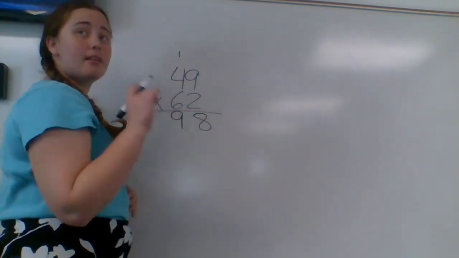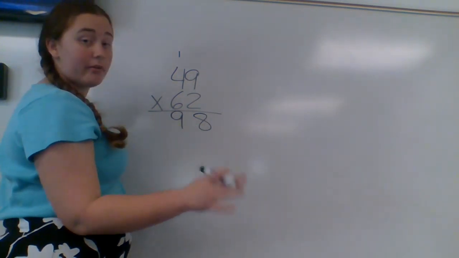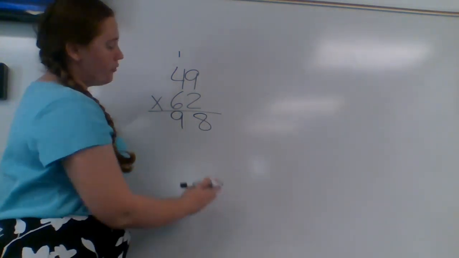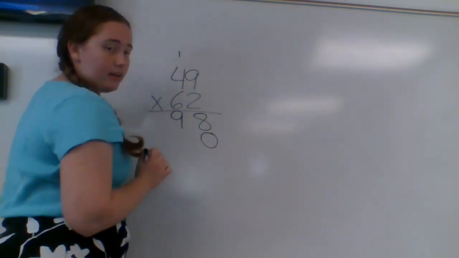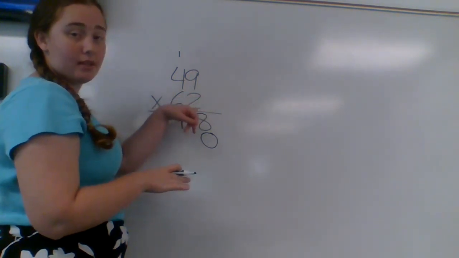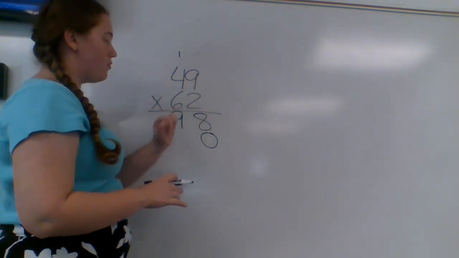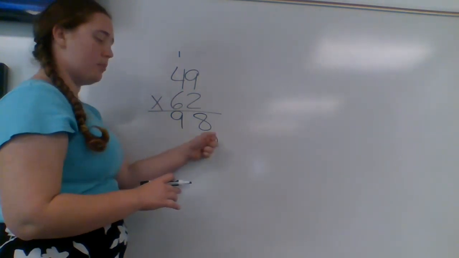Our next step, easy, easy, easy. All we have to do is write a 0. And where are we writing the 0? Writing it right below this 8. Writing a 0 right there. That's always our next step after we're finished multiplying this 1's place. So we're finished multiplying this 1's place. 2 times 49 is 98. Put a 0 right there.